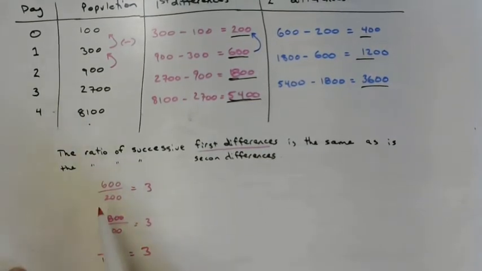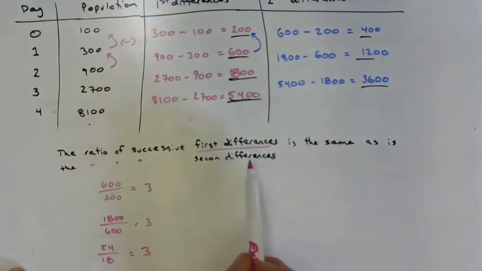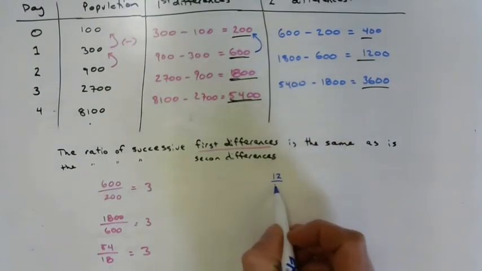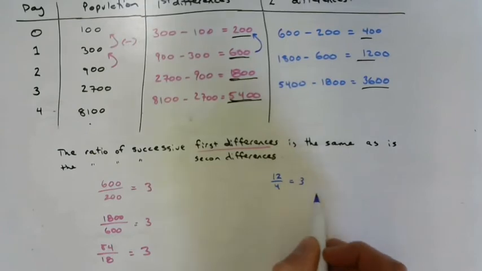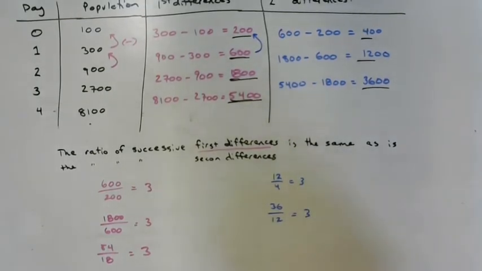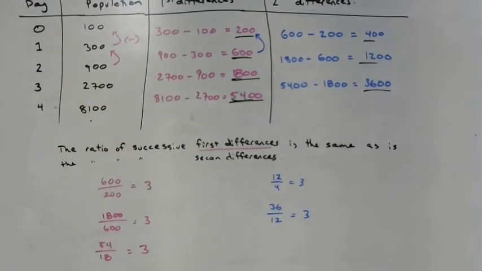That's what we mean by the ratio, which is one number over another number, of successive, meaning right in a row, first differences are the same. And again, the same exact thing happened when we moved over to the second differences. We had 1200 over 400, which is 3, and we had 3600 over 1200, which is 3. Same ratio, constant ratio.